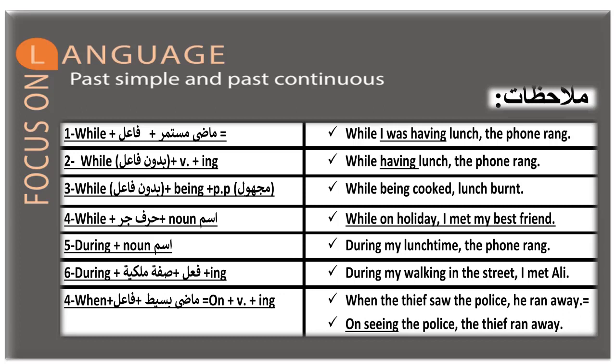Number 3, while without subject plus being plus pp ده في حالة الباسيف المفعول. While being cooked lunch burned أثناء الطبخ أو أثناء ما كان يطبخ الغداء أو يعد الغداء اتحرق. Number 4, while plus preposition حرف جر plus noun اسم. While on holiday أو on holiday I met my best friend.